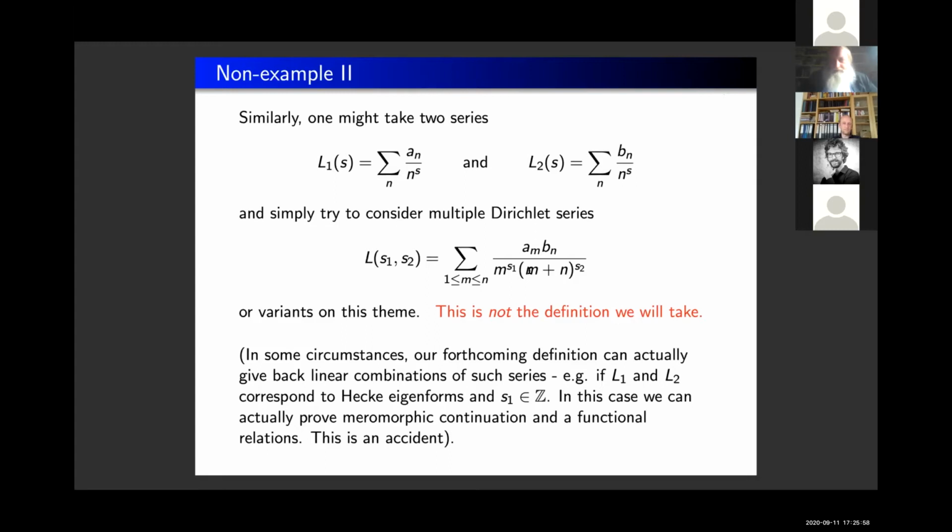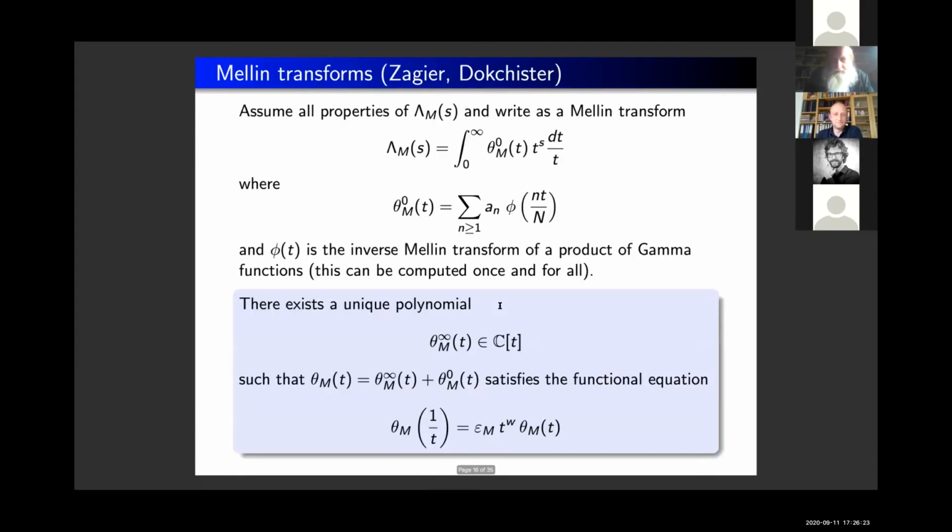but it does happen. There are certain particular circumstances where the definition I'm going to give happens to give formulae of this type. And this occurs, for example, if L1 and L2 correspond to Hecke eigenforms and s1 is an integer. So sort of by accident, in this case, I can actually prove that this function has an analytic continuation and some kind of functional relations. But that's just an accident. Okay, so that's not what the definition is.